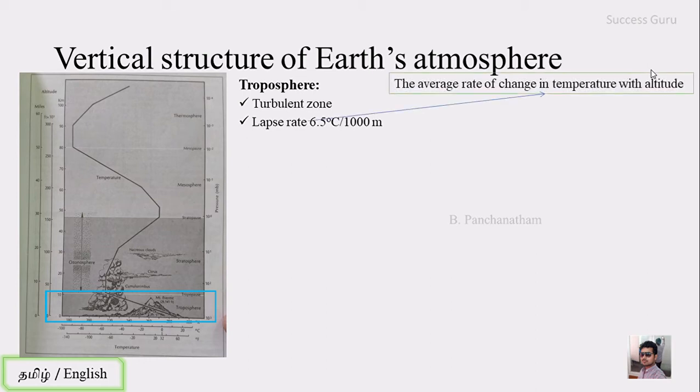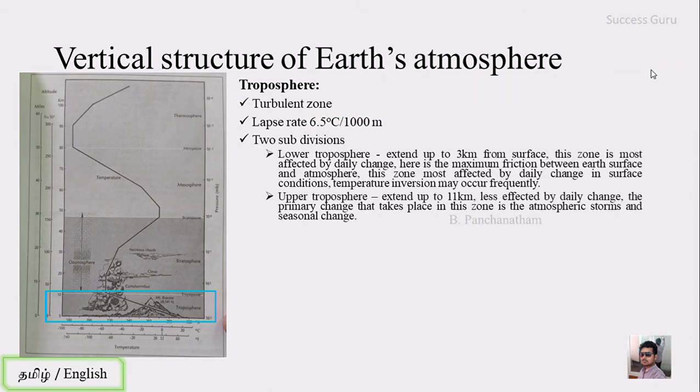The lapse rate means the average rate of change in temperature with altitude. So as we move from the surface to height, if you move 1000 meters vertically higher, the temperature drop will be somewhere near 6.5 degrees Celsius. And the troposphere has been classified into two subdivisions. The first one is the lower troposphere, and the second one is the upper troposphere.